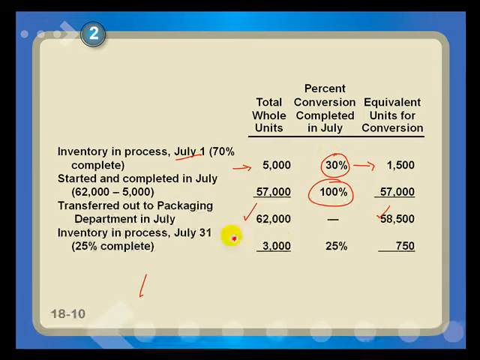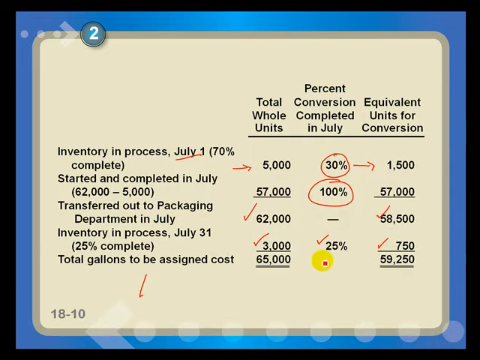In process inventory on July 1st, 25% complete. We start these 3,000 units, but as far as conversion costs, we only put 25% of the work in, so we only did about 750 equivalent work. Okay, total gallons to be assigned costs. Under whole units, it would have been 65. Under equivalent units, we really did the work of about 59,250.